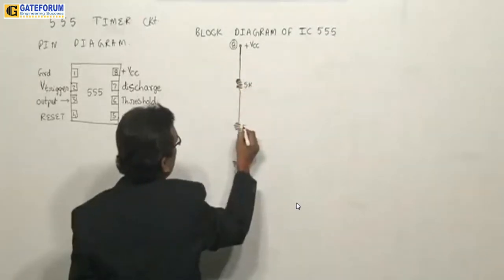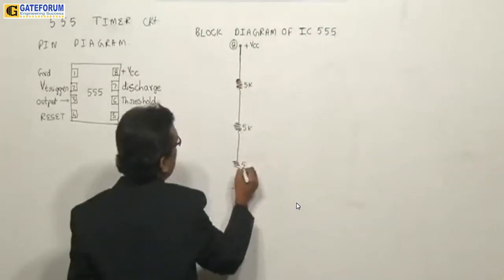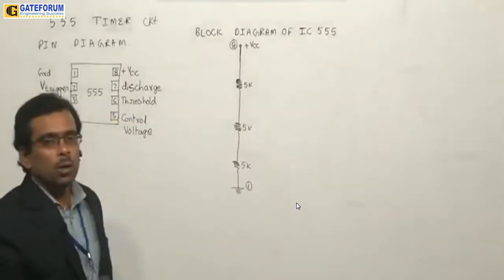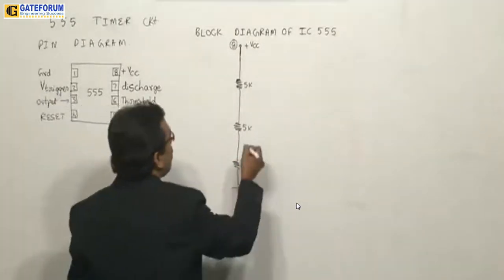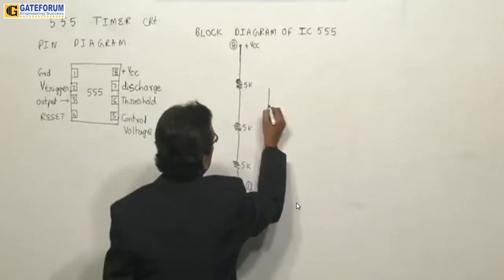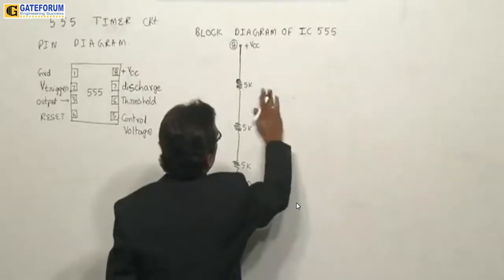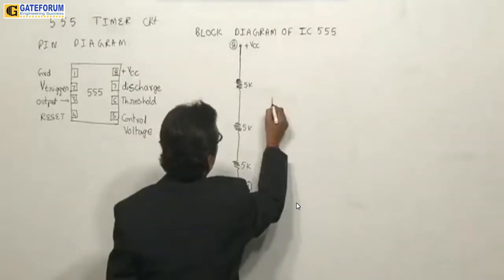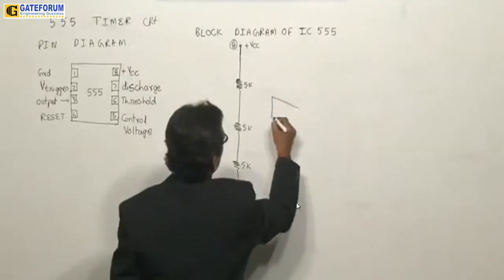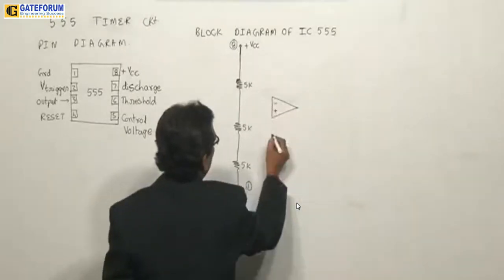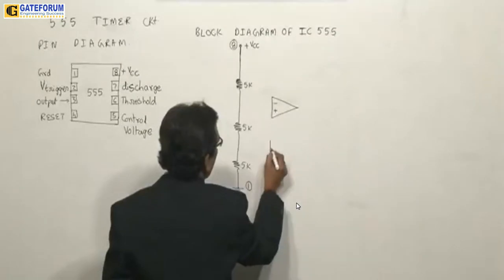Now these resistors are selected of equal value: 5K, 5K, 5K. That is the reason it is called the 555 timer. Now this circuit has 2 comparators. Everybody carefully observe, this circuit has 2 comparators like this. Now minus here, plus here.